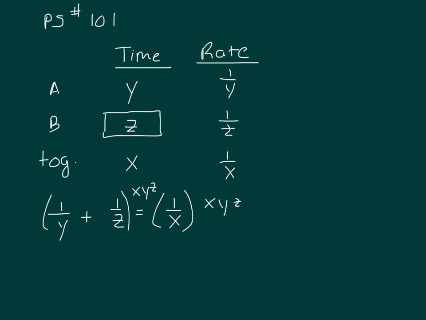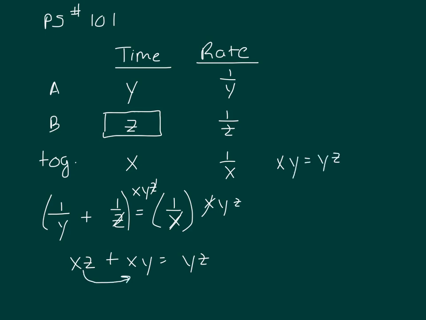So 1 over Y times XYZ. The Y's cancel and you're left with XZ plus, now multiply by 1 over Z. Of course, those Z's cancel and you're left with XY. Then here the X's cancel and you're left with 1 times YZ. Let's solve this for Z. So that's XY equals YZ.